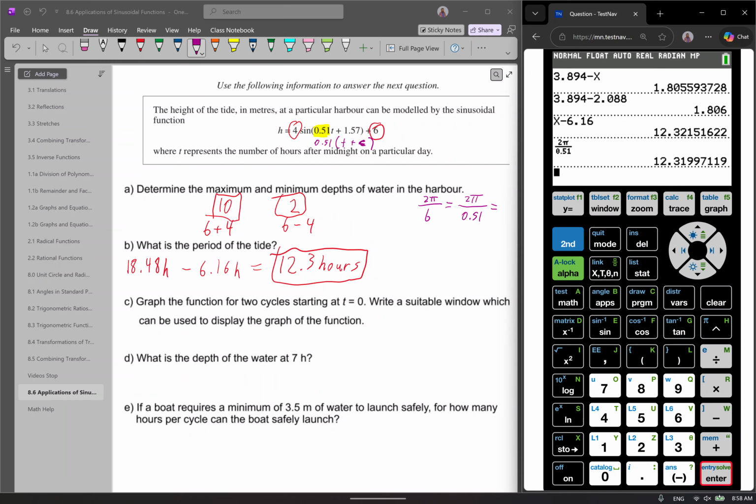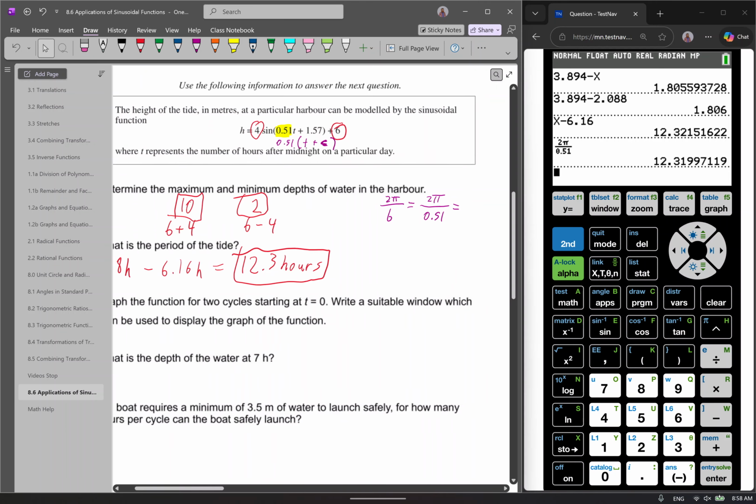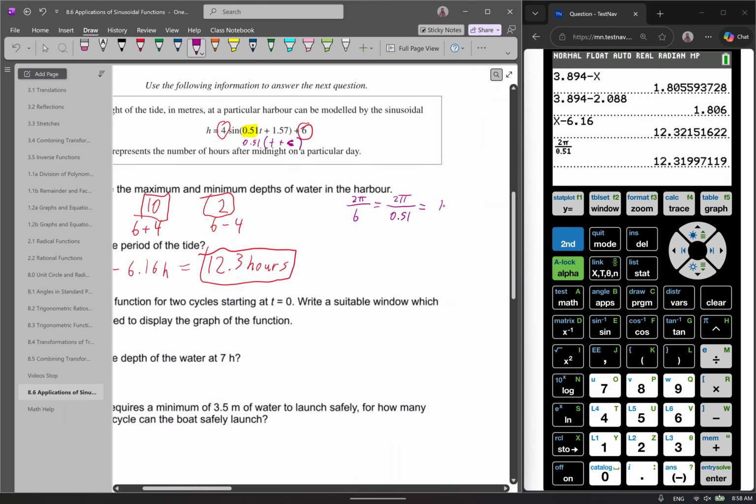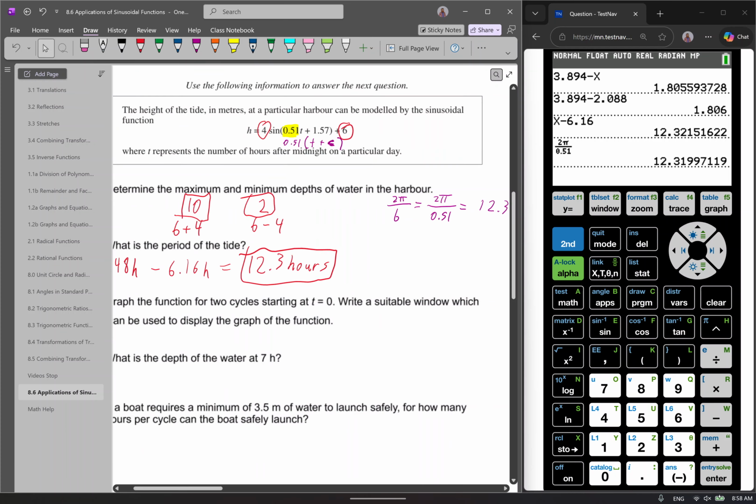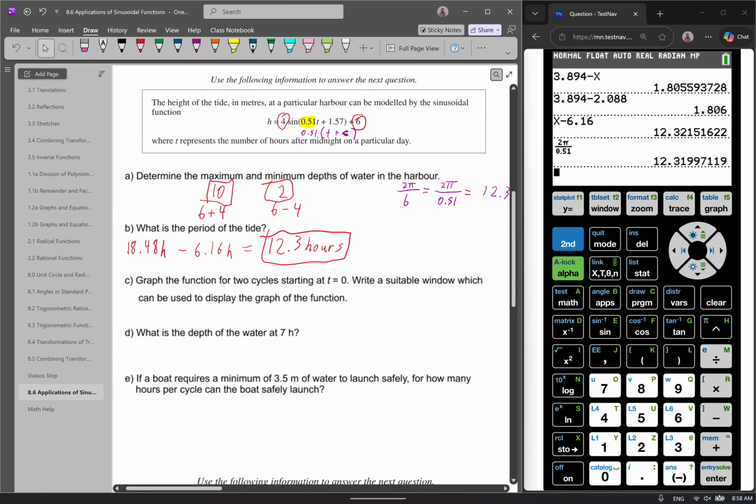And we should get the same number. And we do. We do. Still 12.3 hours. Okay, so just by looking at the equation, we can actually figure out the answer without actually doing any graphing.